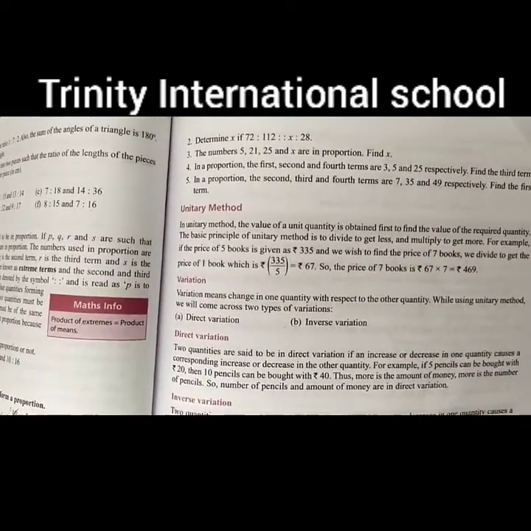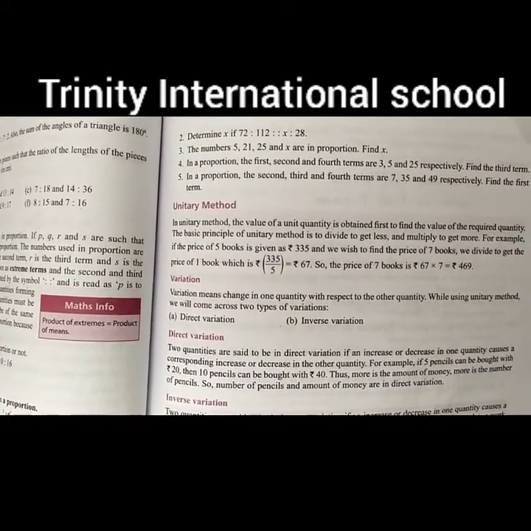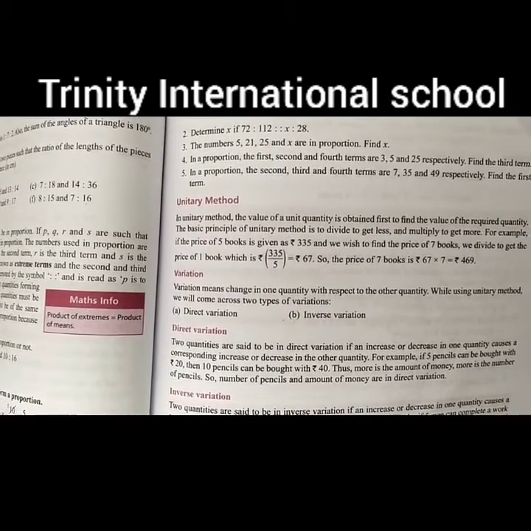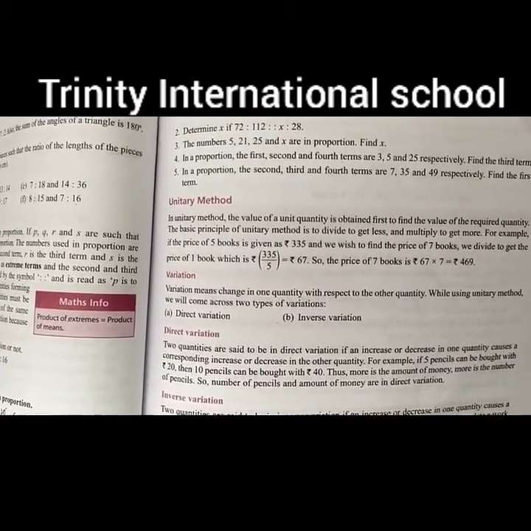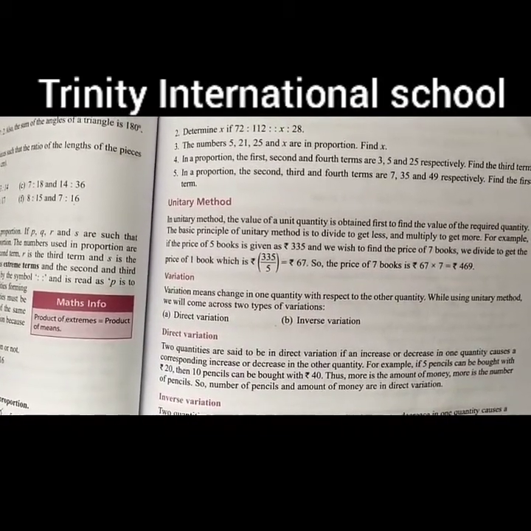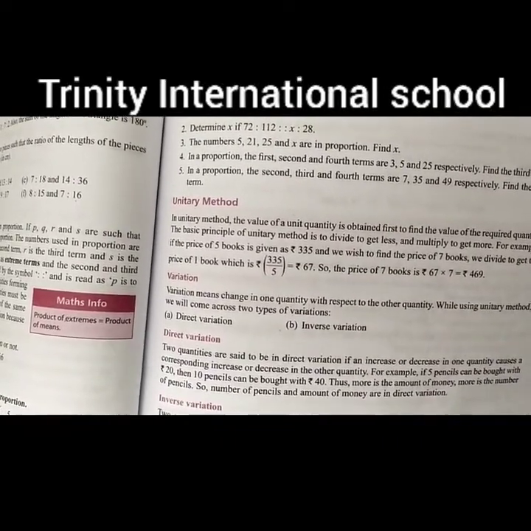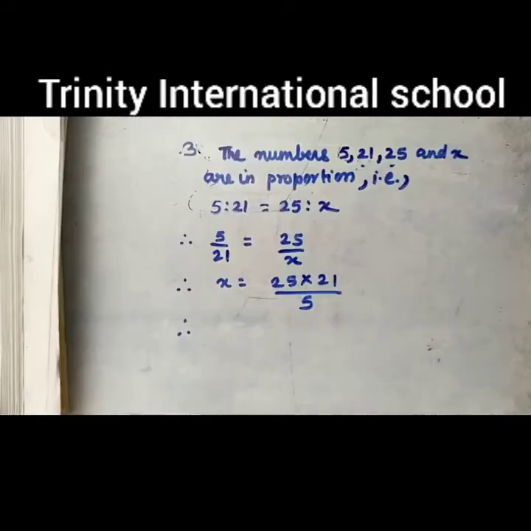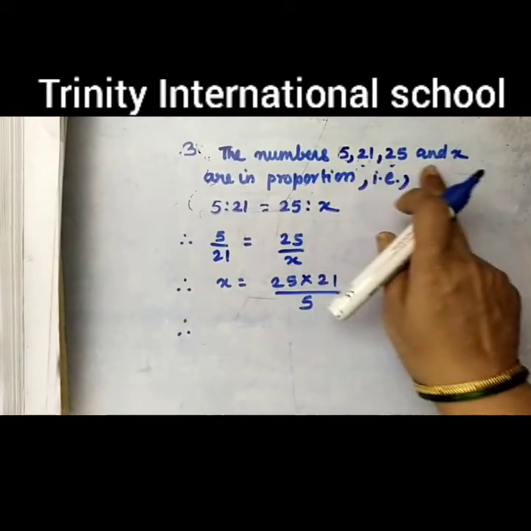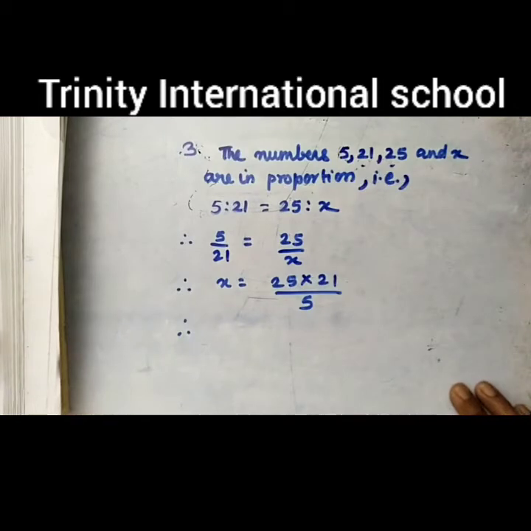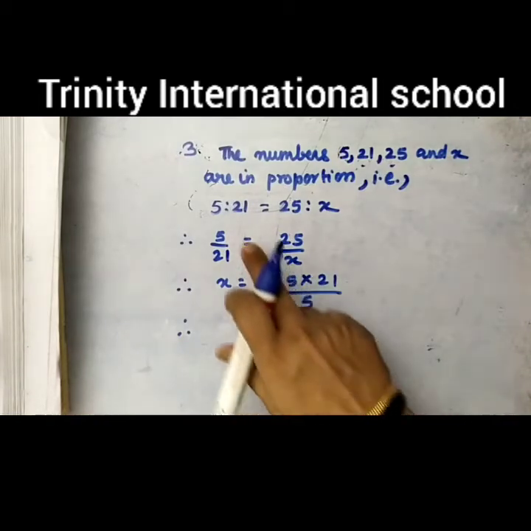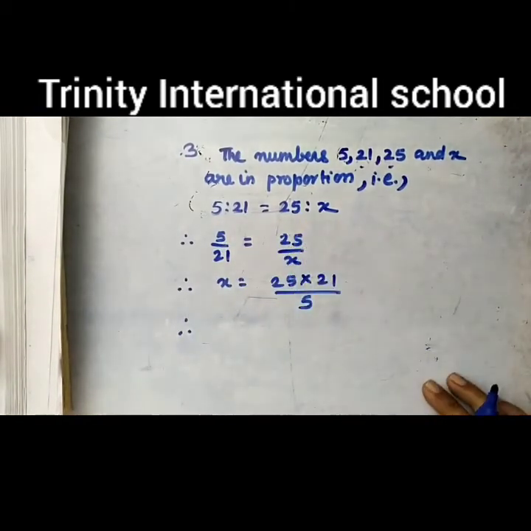Now go for your third question. Here also you have been given numbers that are in proportion, and again you are going to find x. The same way we did in question number 2, we will follow that method only. Now see, I have written the same thing: 5, 21, 25 and x are in proportion. That is, you can go this way, as a mathematical expression.